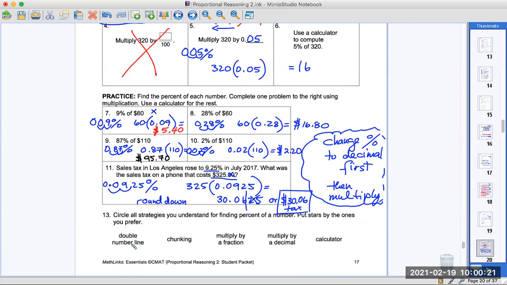Okay, let's finish this up. You tell me which strategy do you prefer? Double number line, chunking, multiply by a fraction. We never did that. Multiply by a decimal. We just did that using a calculator, obviously. Who would want to do this by hand, right? I mean, you could find 1% by dividing by 100 and then multiply your answer by 9.25, but that's very, very lengthy.